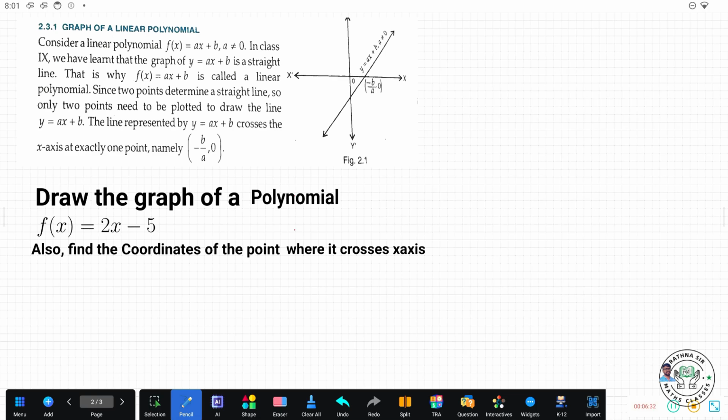In class 9 we have learned that the graph of y is equal to ax plus b is a straight line. That is why f of x equal to ax plus b is called a linear polynomial. If it is a straight line, we call it a linear polynomial. Since 2 points determine a straight line, only 2 points need to be plotted to draw a line.